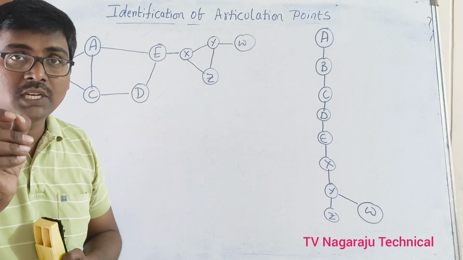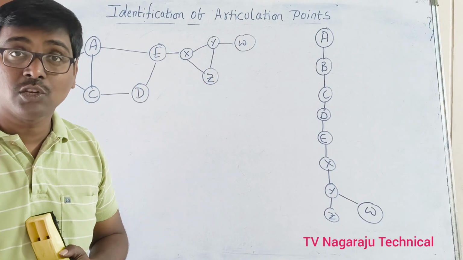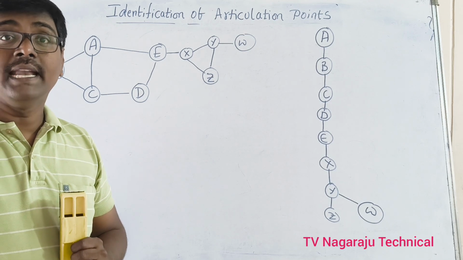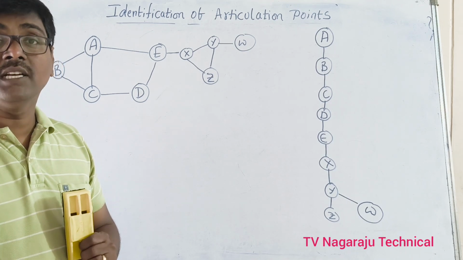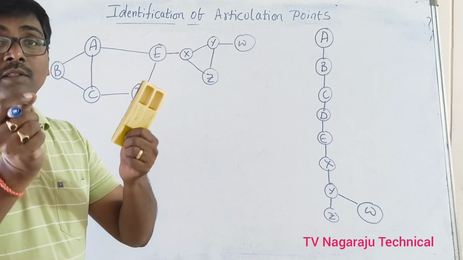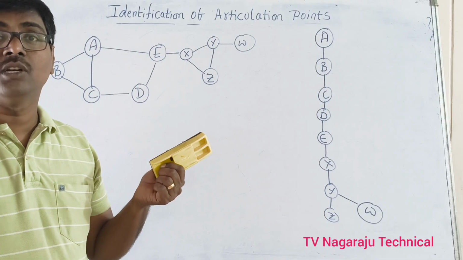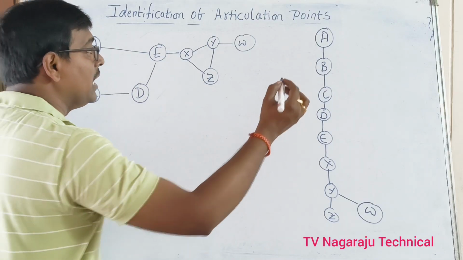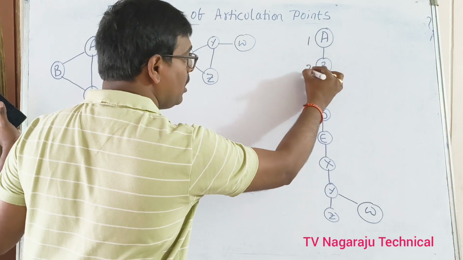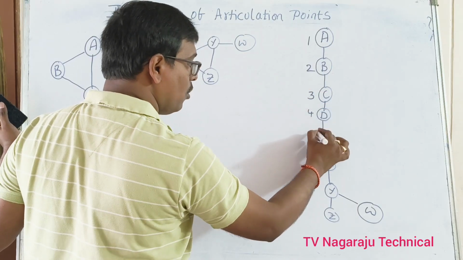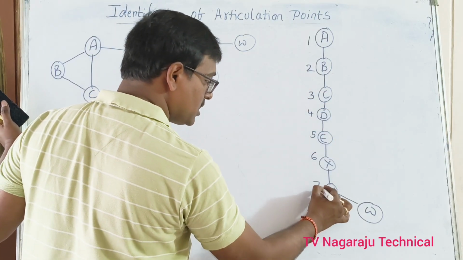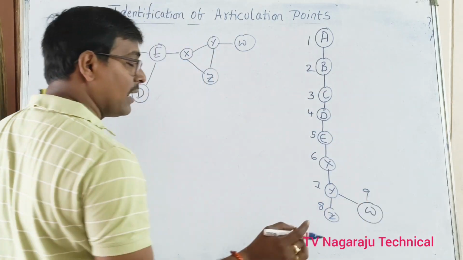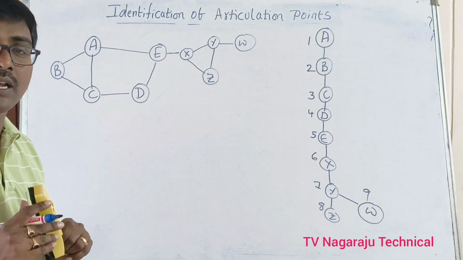Once the DFS tree is completed, what is the next step? Assign the DFN number, that is the depth first number. The numbers are given based on the order of visiting. In which order do we visit? 1, 2, 3, 4, 5, 6, 7, 8, 9. Like this the DFN numbers are given.